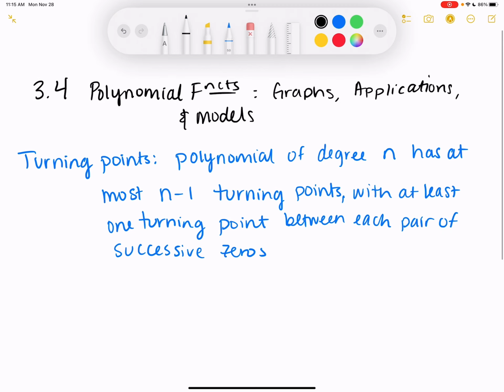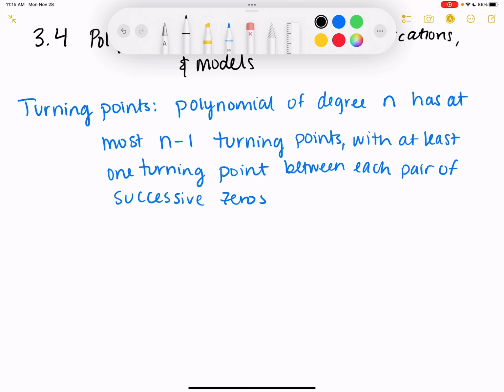So if you had something like an x to the 4th graph, it looks something kind of like a W. So it comes down, it turns around, it comes up, turns around again, comes down and turns around. So the n value would be 4. It turns around 3 times: 1, 2, 3. So n minus 1 is how many times it turns around.